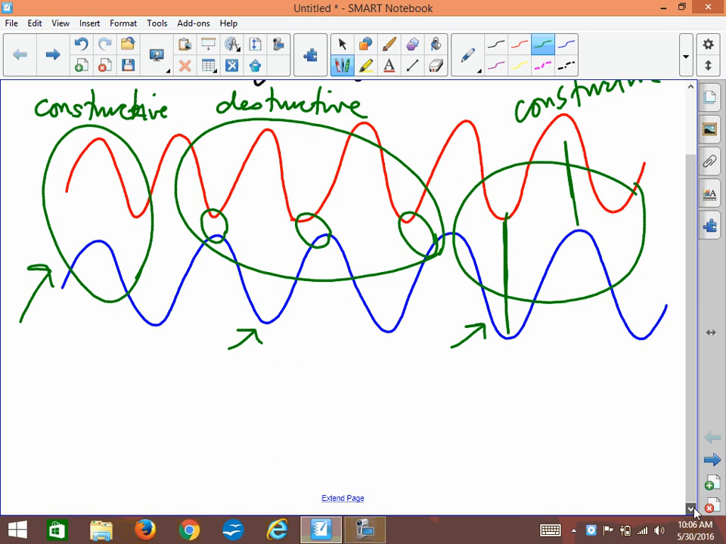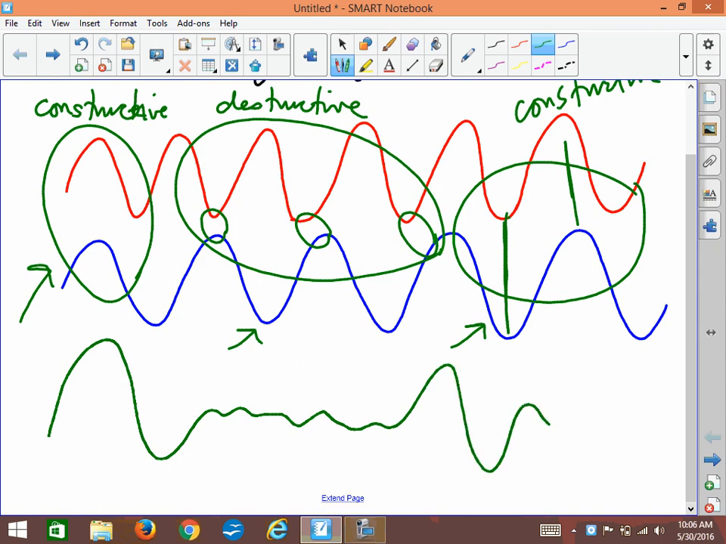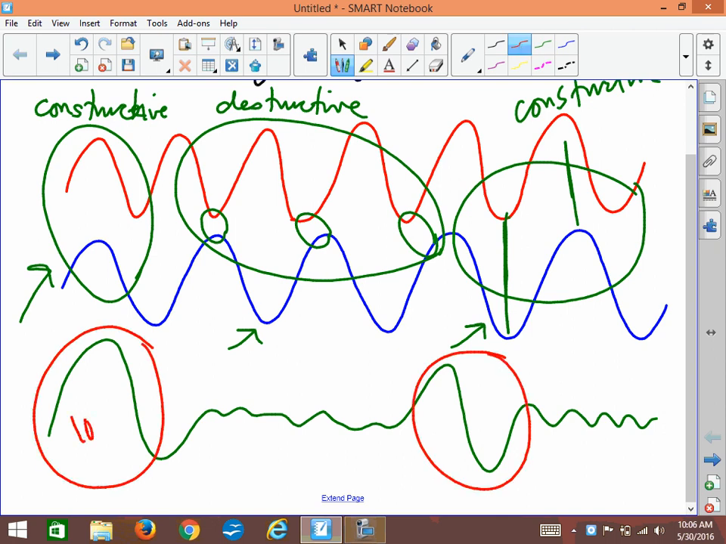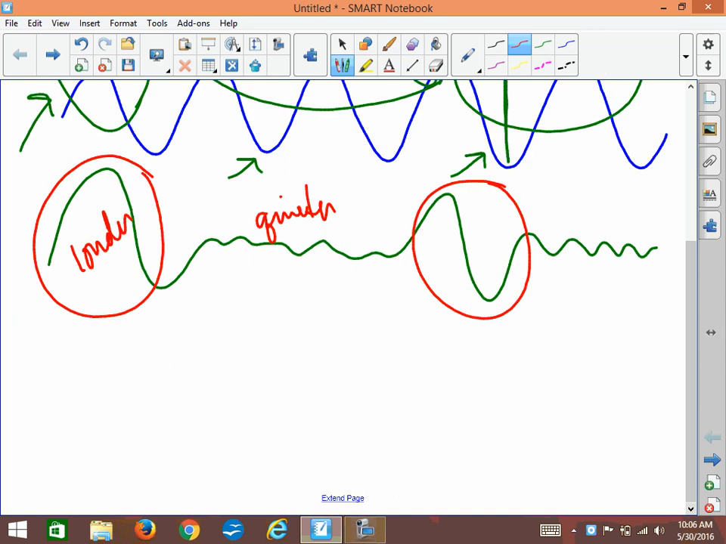The resulting wave that you would hear would have a large amplitude at first, but then pretty much went to a small amplitude when it's destructive, and then a large one again, and then small. You would have areas where you would have louder sound and areas where you would have quieter sound. And then you would be able to specifically hear the sound getting louder and quieter, louder and quieter.